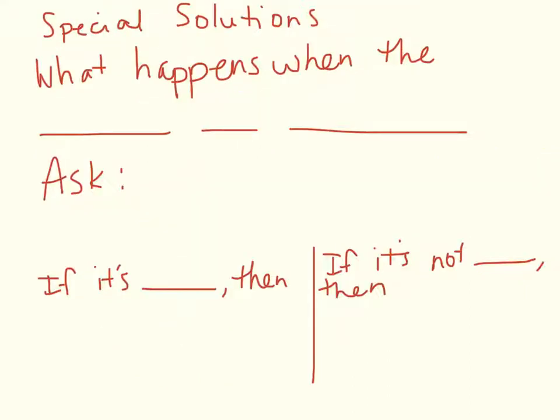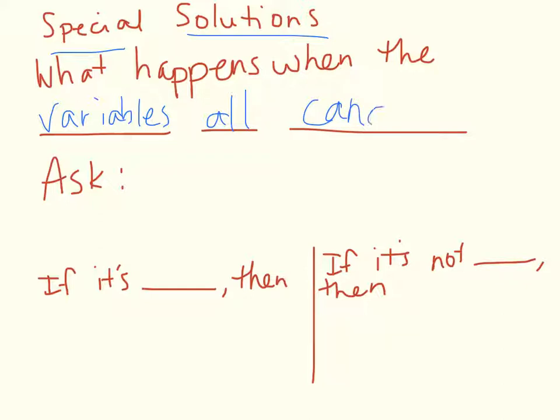Sometimes we have some special solutions, so sometimes some kind of funny things happen. The thing that we're going to look at is what happens when the variables all cancel. When I'm solving my equation, what if the variables all cancel out? What if they all disappear? You can write that too. What if they disappear? They're all gone.